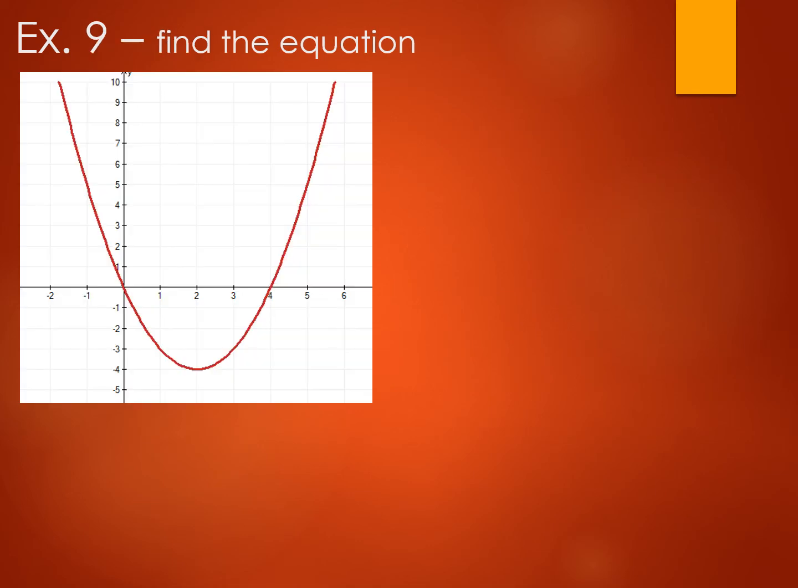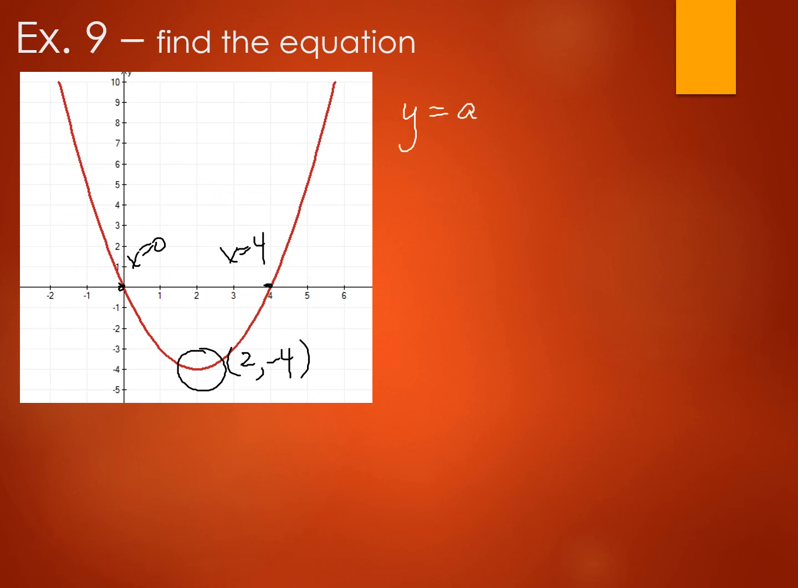We're going to do the exact same thing, but this time we're going to find it from a graph. Step 1. Now you have an option, because this graph gave you two different nice things. This graph gave you your vertex, which we're going to say has coordinates 2, negative 4. It also gave you your zeros, which x equals 0 and x equals 4. So you have options. You can start with vertex form, or you can start with factored form. Just to change it up, I'm going to start with factored form. But if you want to start with vertex form, you can.